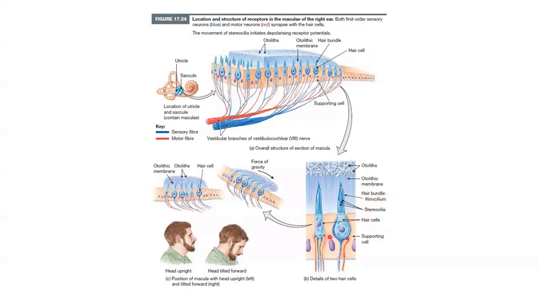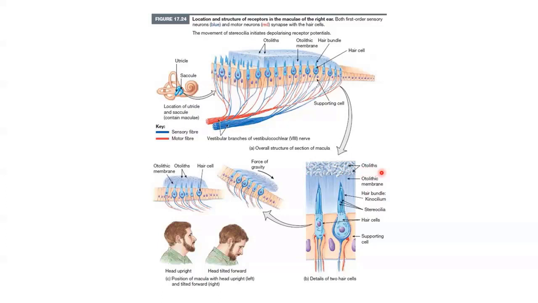Now, these supporting cells secrete a thick gelatinous glycoprotein called the otolithic membrane, and this rests on top of the hair cells and surrounding the hair bundle. On top of this otolithic membrane is a layer of calcium carbonate crystals, which are called otoliths.